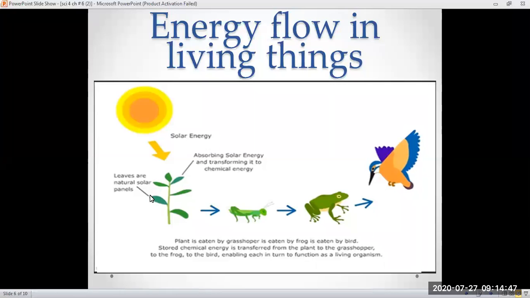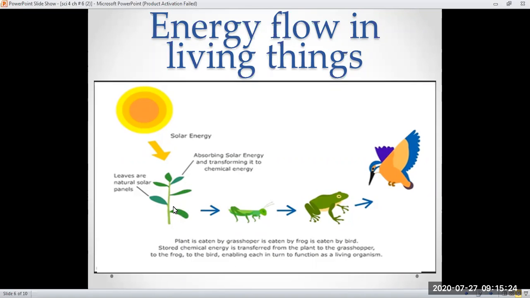When this energy is given to the leaves, and the leaves prepare their food, they absorb solar energy and convert it into chemical energy. When plants make their own food, this energy is converted into chemical energy. Then these leaves are eaten by the grasshopper or different insects.